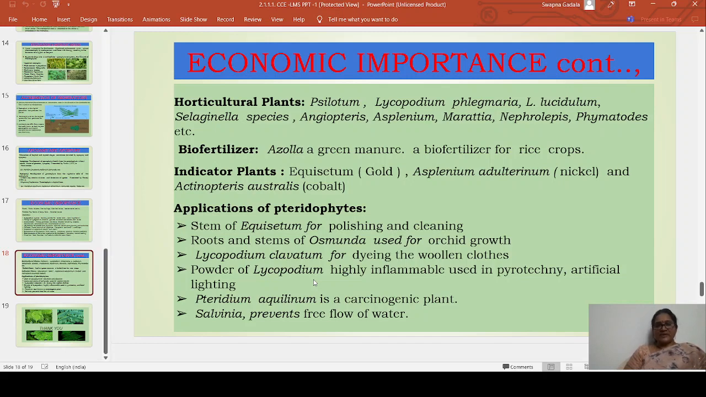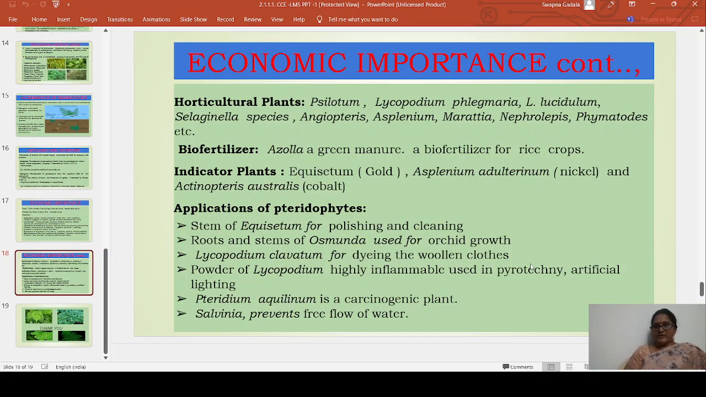Some pteridophytic plants are indicator plants. Equisetum is an indicator for gold, Asplenium is an indicator for nickel, and Actinopteris is an indicator for cobalt. Equisetum stems are used for polishing and cleaning, and roots and stems are used for orchid growth also. And Lycopodium clavatum is used for dyeing clothes.